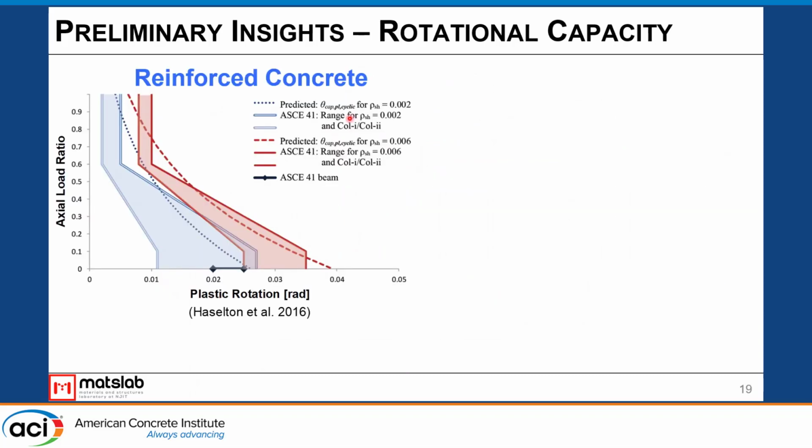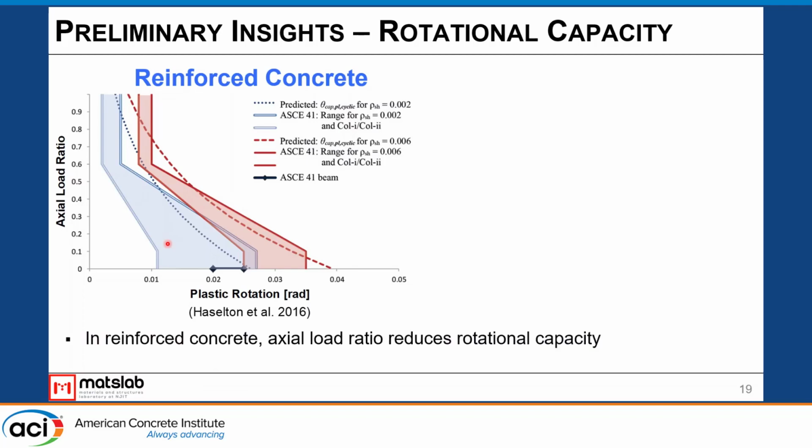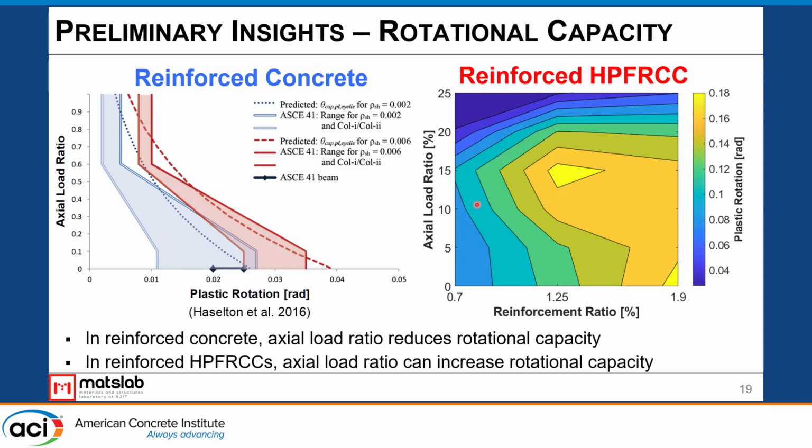Just to point this out, this is data for reinforced concrete members, and basically what it's showing is as I increase the axial load, my rotation capacity goes down, using ASCE 41 and what's out in the literature. But basically, as I increase the amount of axial load, I shift this graph to the left, which means I have less displacement capacity or less rotation capacity. And so that's what we would note for reinforced concrete. And these are from numerical results.